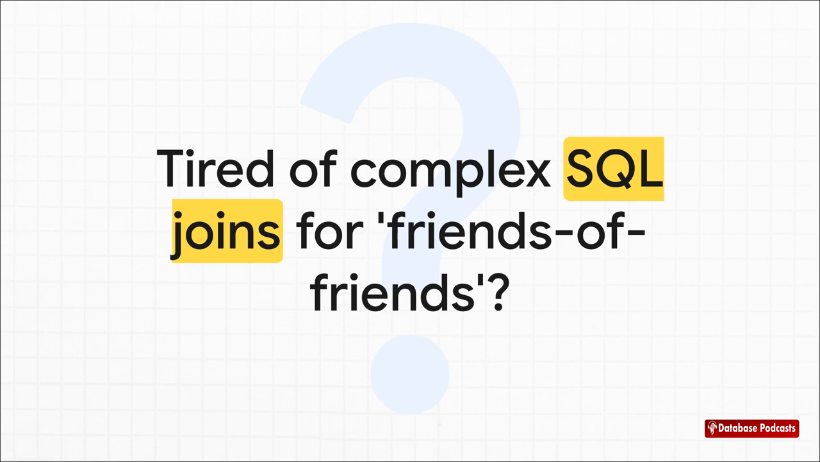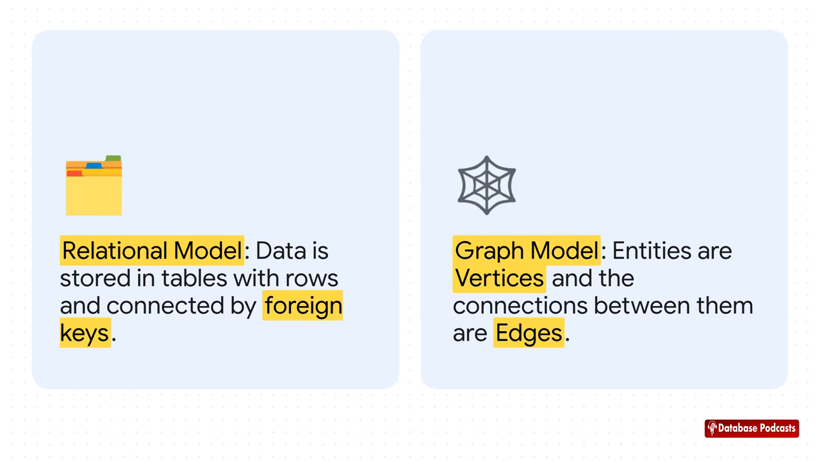If you come from a relational database background, this is a classic pain point. Trying to figure out something like friends of friends on a social network, well, it can turn into a complete mess of SQL joins. It just doesn't feel natural for that kind of problem. So what's the solution? Well, it's really about shifting how we look at the data.